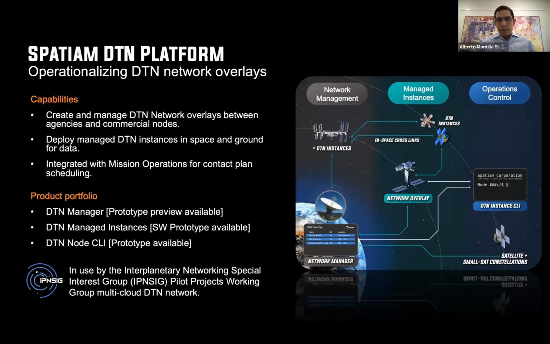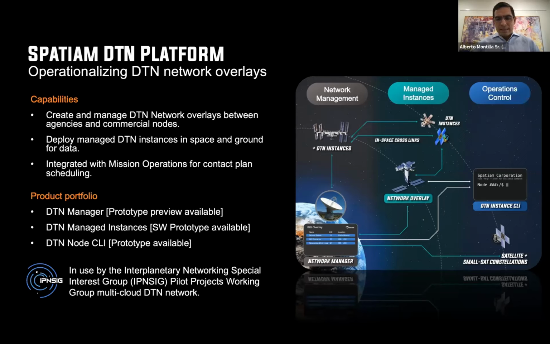As part of the product portfolio, there are three main elements. The first one is the DTN manager. It is basically the construct of the DTN network overlays to manage the overlays, the contact plans, as well as manage the DTN nodes. Then the DTN managed instances, which are the DTN nodes that host the bundle protocol for forwarding bundles. And then the DTN node CLI that, as the name indicates, provides remote access to a command line interface for low-level operations in each of the nodes.